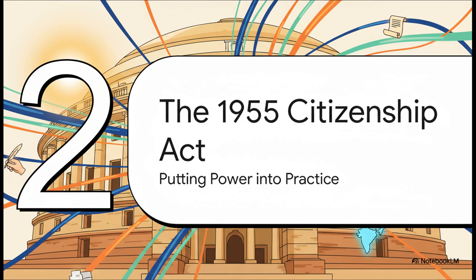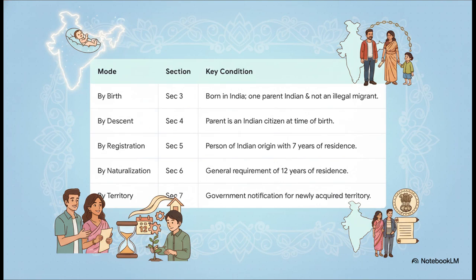Well, they didn't just sit on it, they acted. And the result was the massive, comprehensive Citizenship Act of 1955, which to this day is the cornerstone of our citizenship law. The 1955 Act basically laid out 5 main roads to becoming a citizen. You have citizenship by birth, by descent, through registration, or through naturalization, and each one has its own set of rules. Oh, and there's also a special provision for folks in any new territories India might acquire.